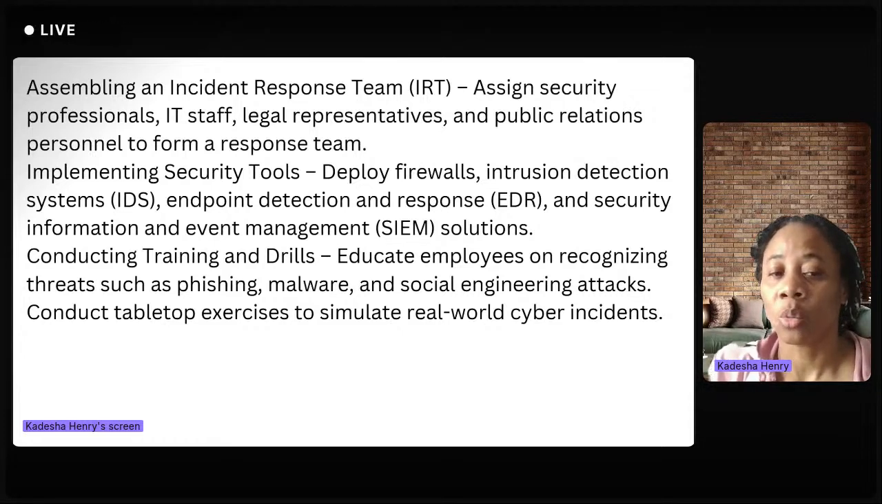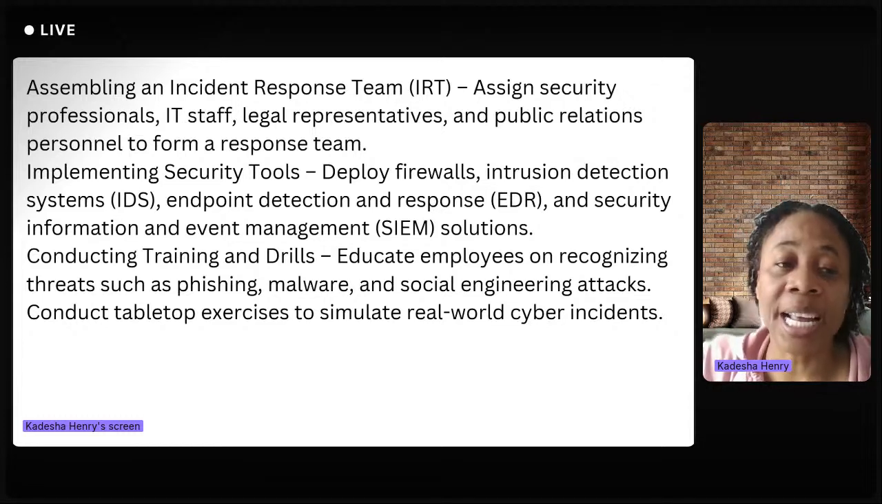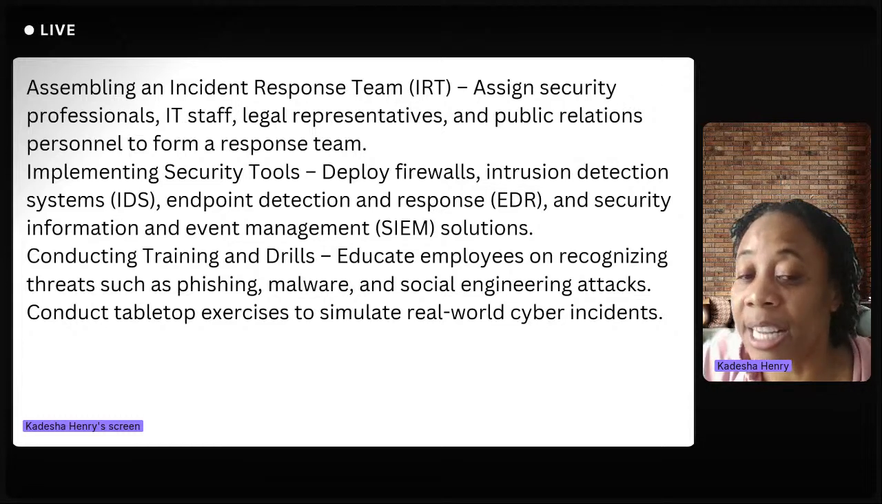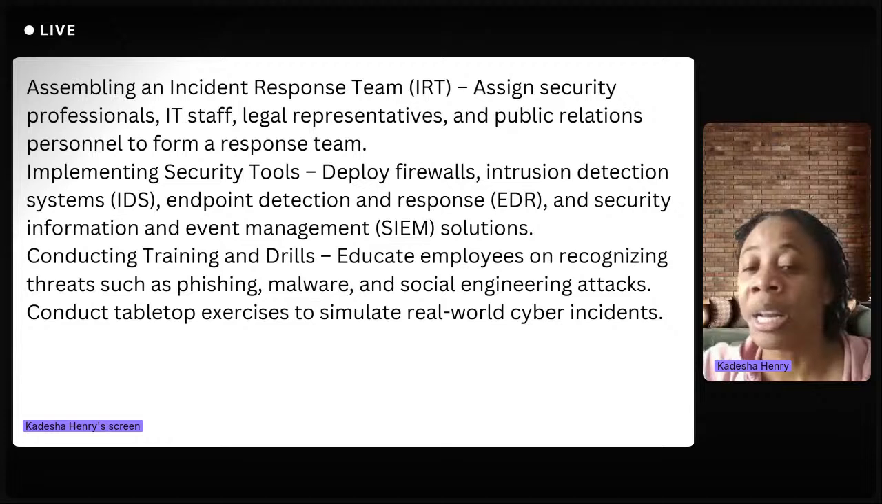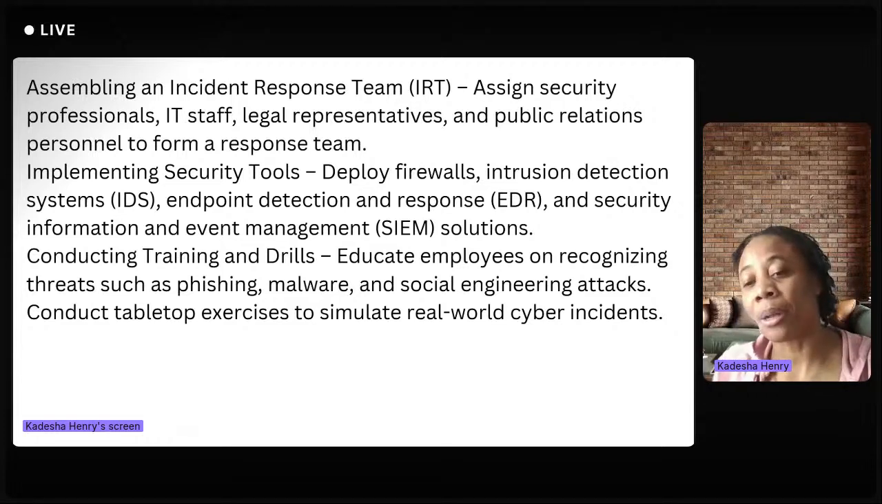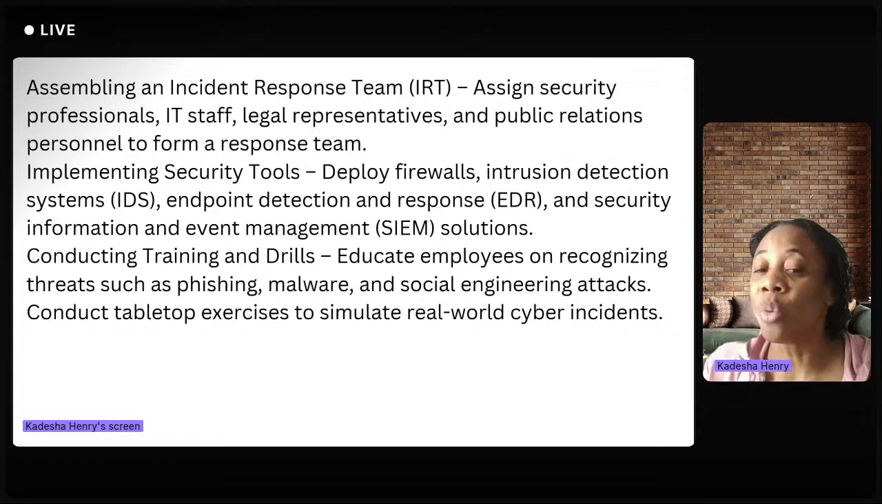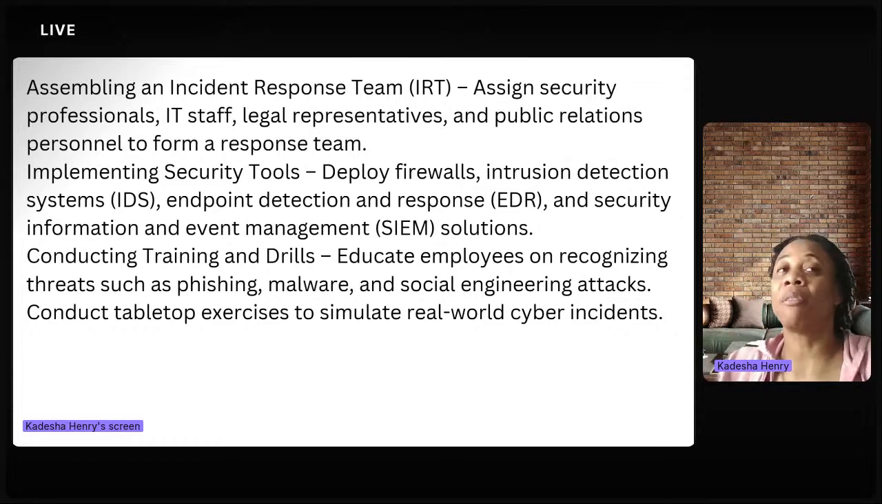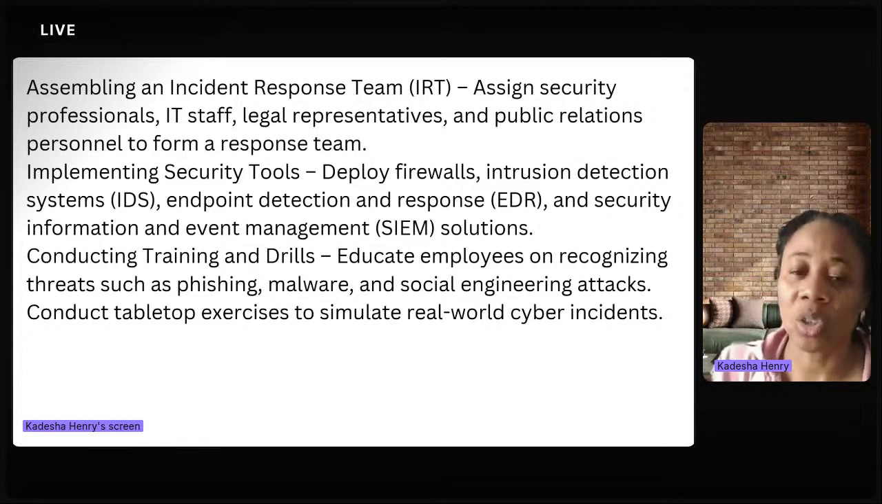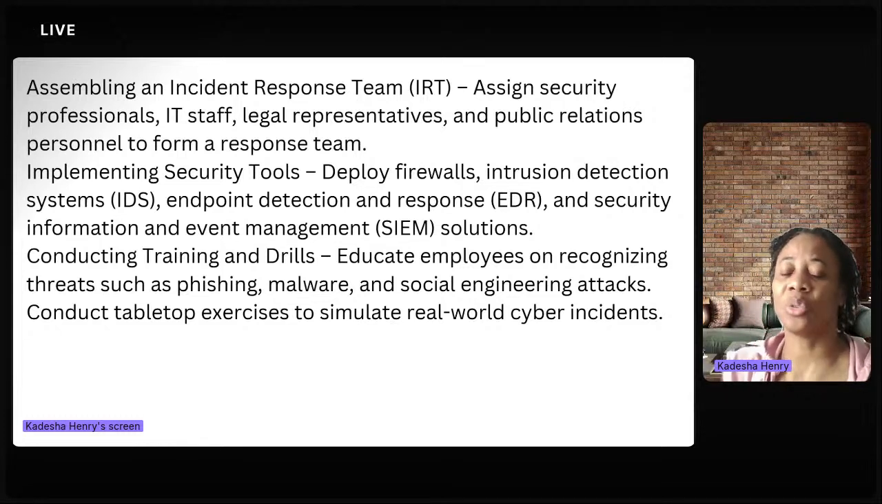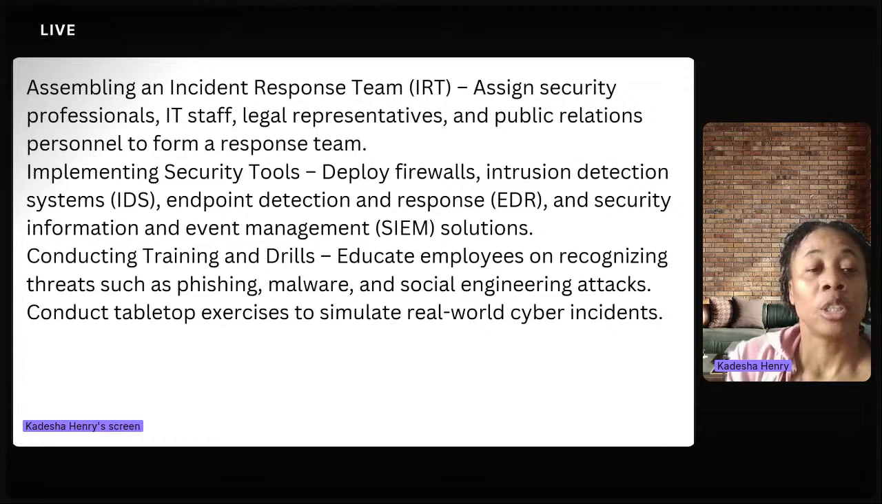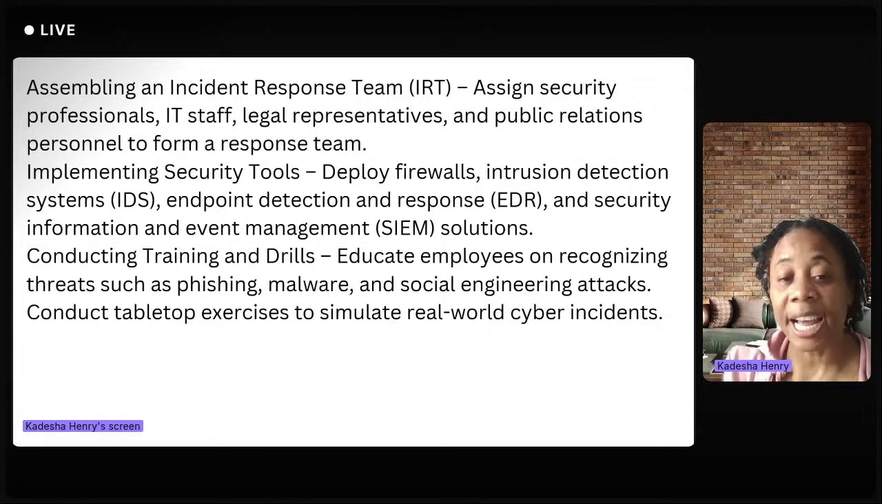Right? In this phase, we conduct tabletop exercises to simulate real world cyber incidents, just in case they happen. So we have a tabletop exercise. We are simulating a real world situation. How are you going to handle it? So we have our team right here, and should anything happen within one mini exercise, how would you deal with that situation? So conducting training and drilling, very important.